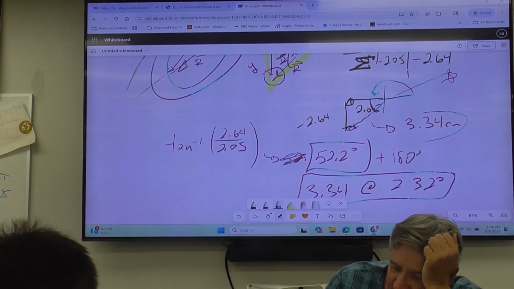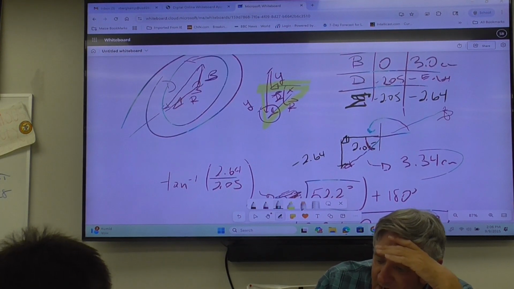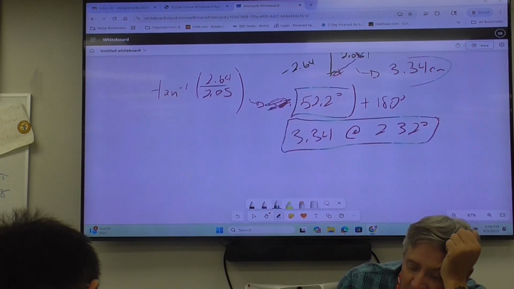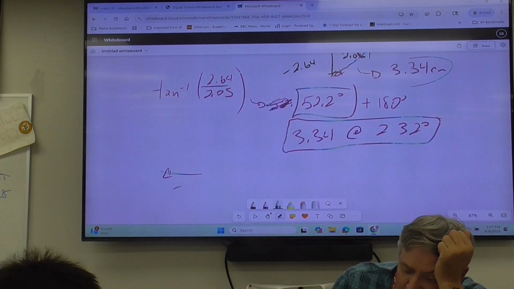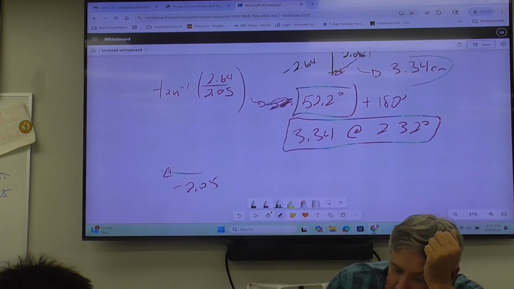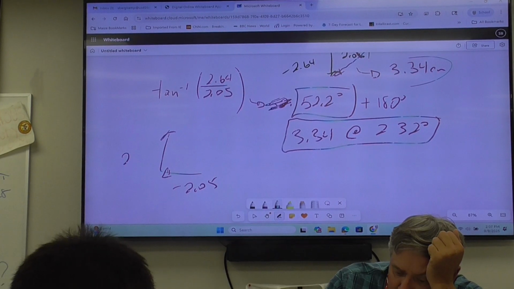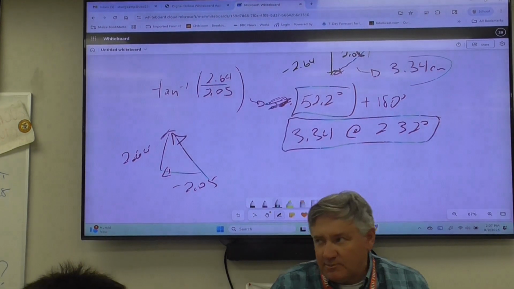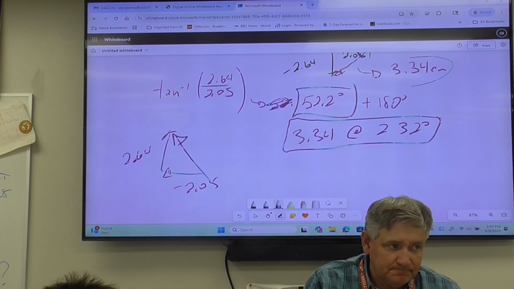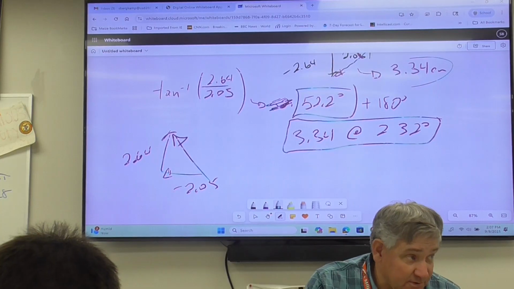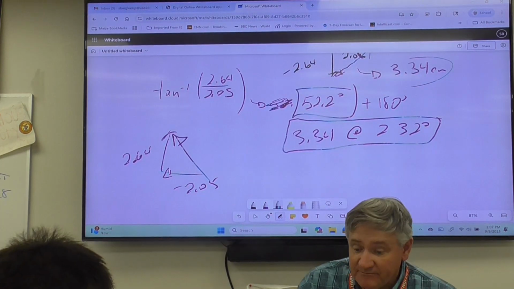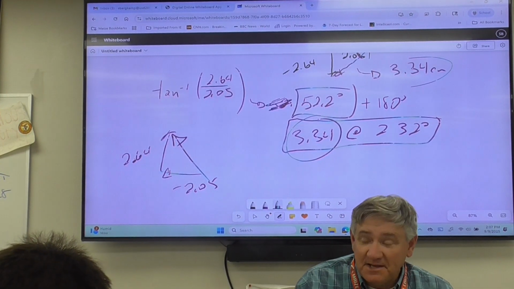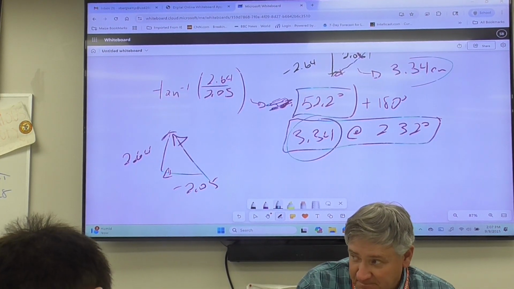Let's just say that had been negative 2.05 and positive 2.64. So we need to deal with some different scenarios. If we had had negative 2.05 and a positive 2.64, would you still get the same resultant? Yes. In terms of magnitude, yes, right? You still get the same value of 3.34. That wouldn't change. But again, this is where your calculator lies to you.